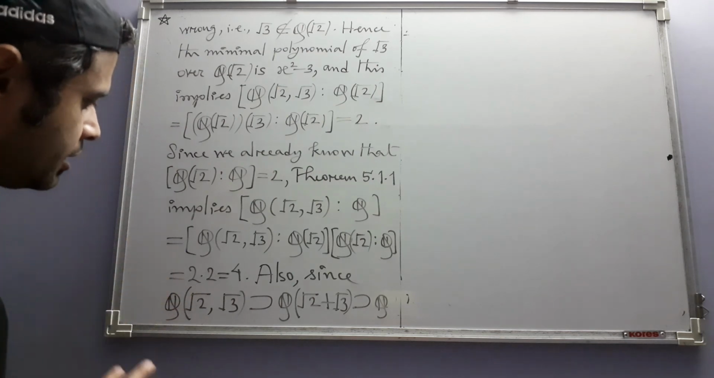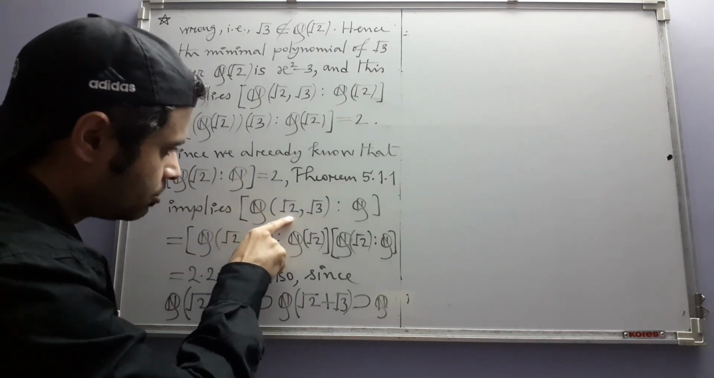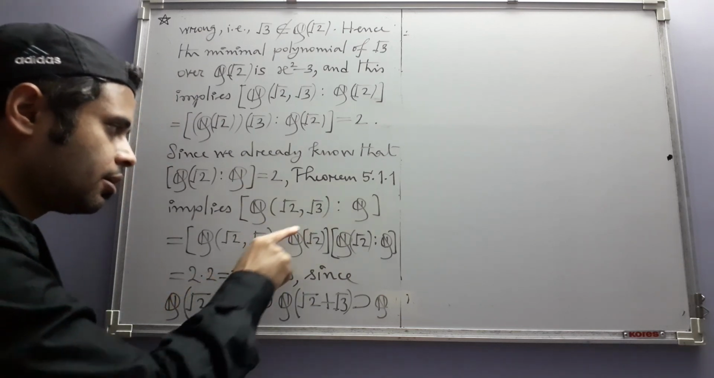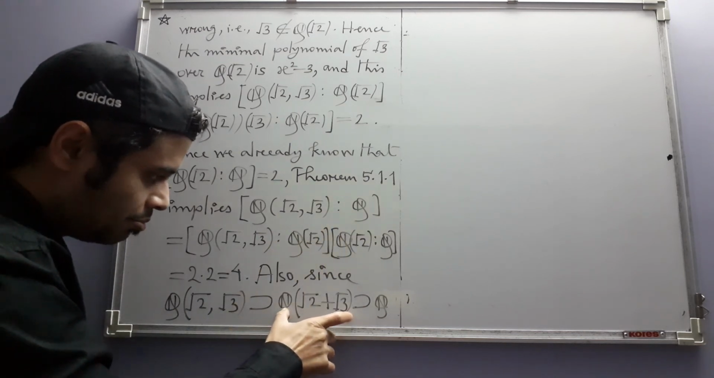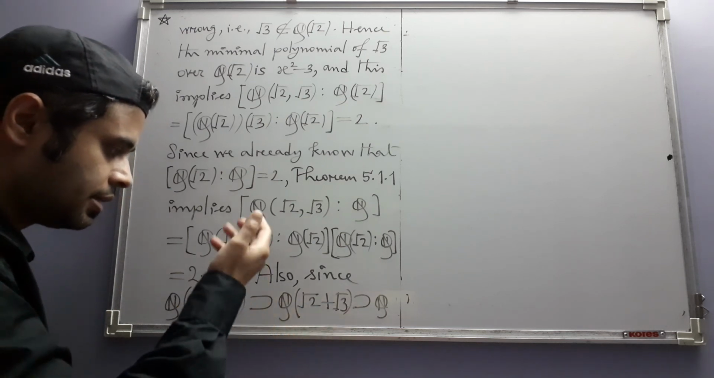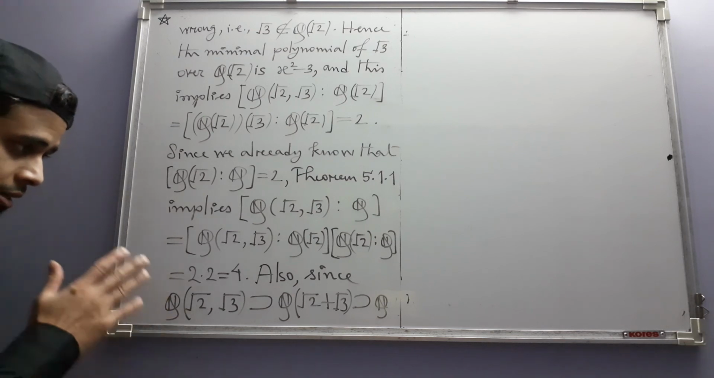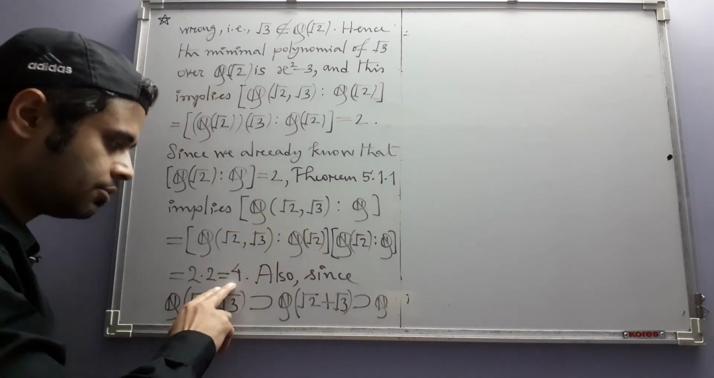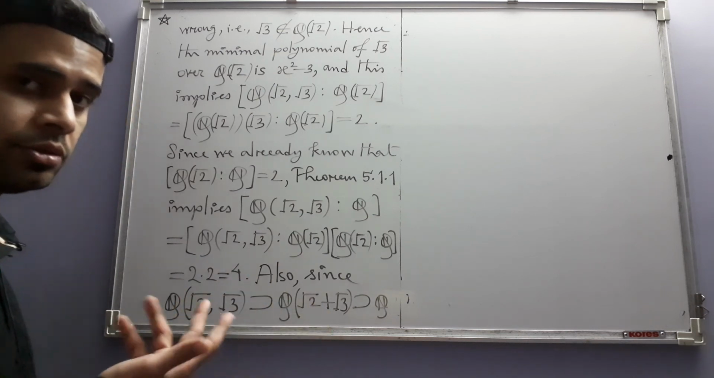Okay, so now what is happening? You see, this extension q root 2 comma root 3 is a 4-dimensional vector space over q, and this intermediate one, because of these inclusions, is a subspace of this vector space over q, and that is why its dimension, not only will it be less than or equal to 4, but it will in fact have to divide 4.